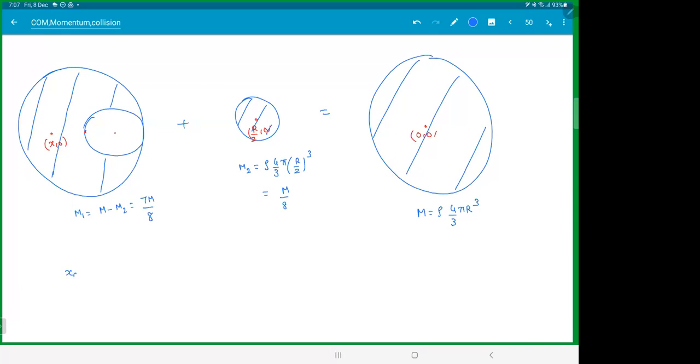So the center of mass of this full system, x center of mass, will be m1 x plus m2 r/2 by total mass m1 plus m2, which should be equal to 0. So 7M/8 x plus M/8 r/2 is 0. X is equal to minus r/14. Check. Clear? So the main idea with the cavity problems is whenever you have a cavity, just fill it up and you'll get a regular shape, and from there you can solve.